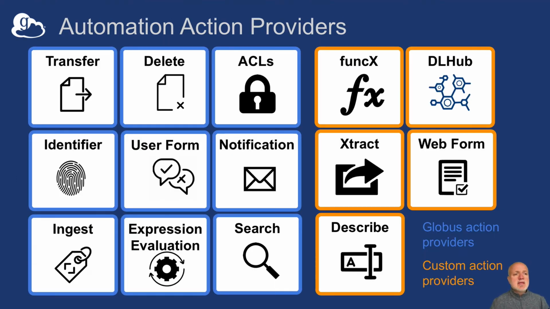So here are some of the action providers that we have available so far. The ones with the blue border are ones that we have developed as part of the Globus service. So they do straightforward things like move some data, identify some data, allow searching for some data, and so on. And then we have some additional action providers. I'm going to talk about a couple of these later on that, for instance, allow you to submit a compute job as a function. That's the funcX service, or automatically extract metadata using the Xtract service.